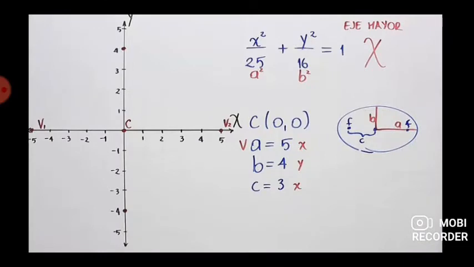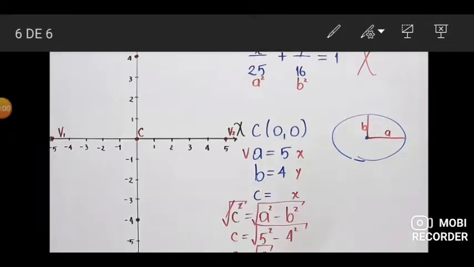At the top of the image, you can see the equation. We will use that. A will always be greater than B. To solve the equation, we are going to apply the square root to 25 and 16. So A will be 5 and B will be 4. The C are the foci.